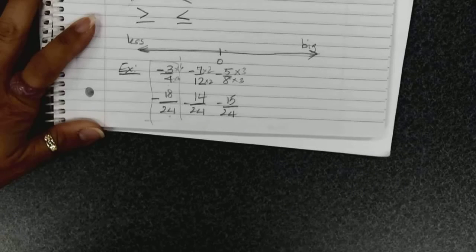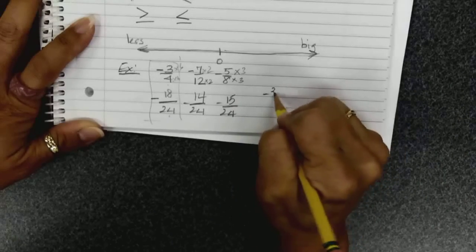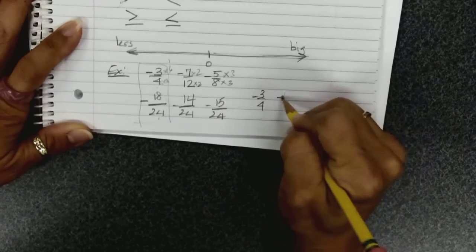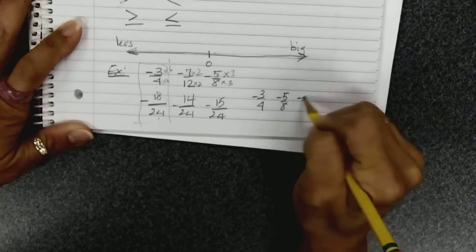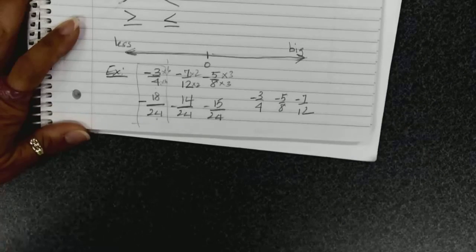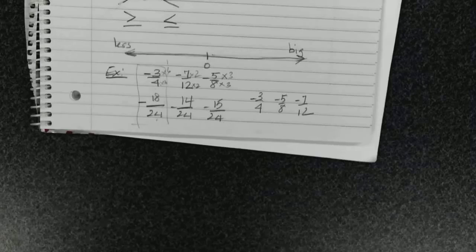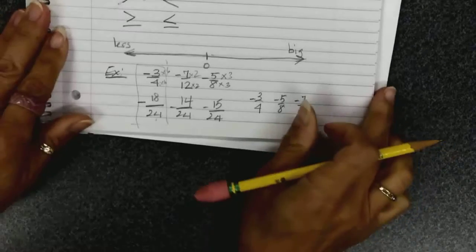Bigger than negative. And then what? And then the 15. So this is the smallest. And then it's this one. And then it's this one. That's how you know for sure. You need a common denominator. Okay? Everybody understand? Okay.